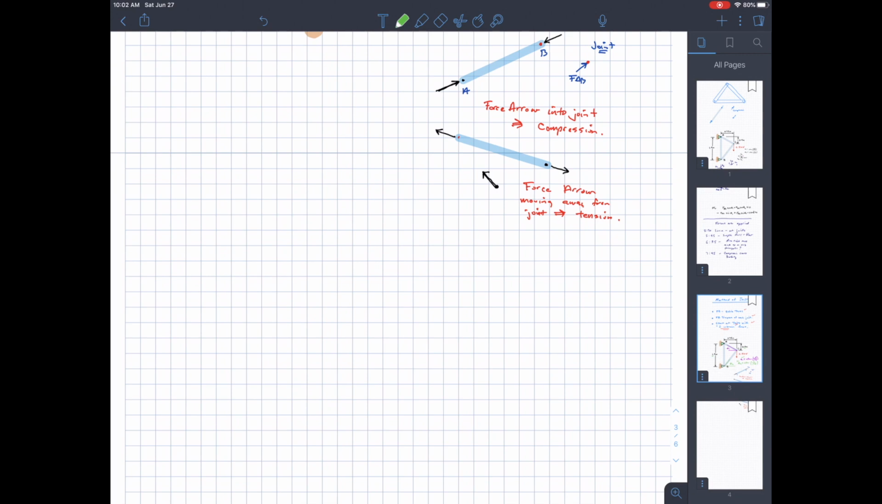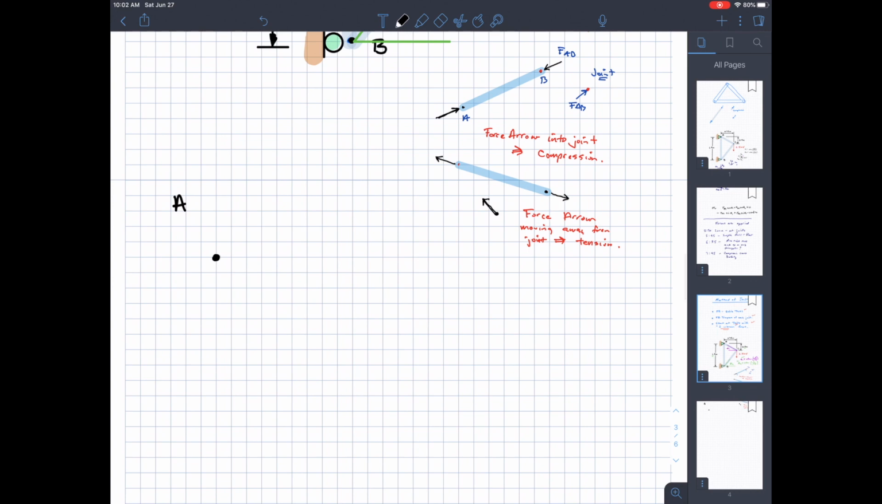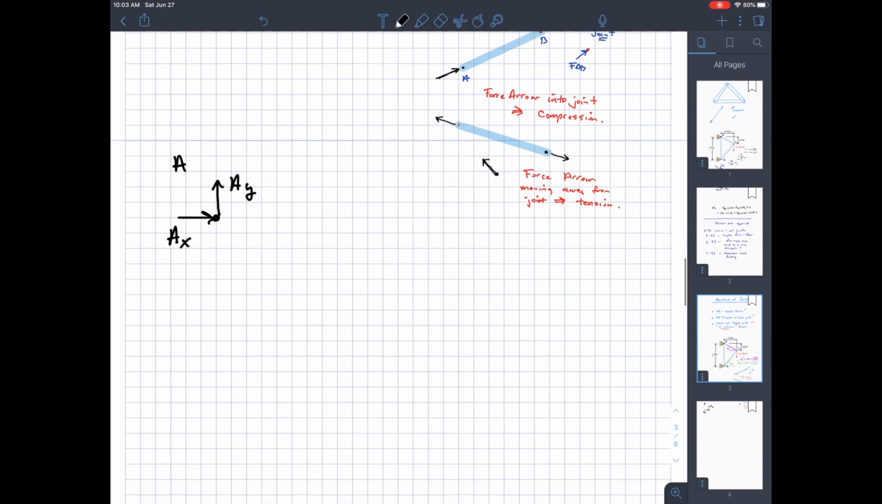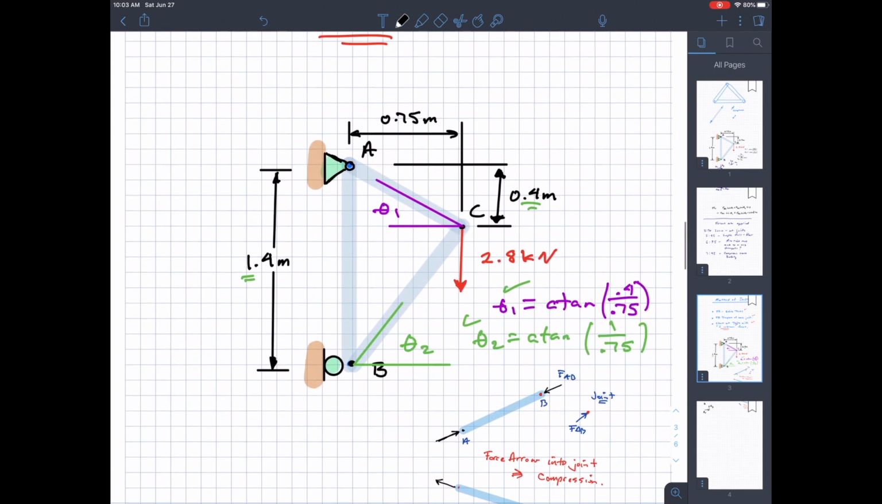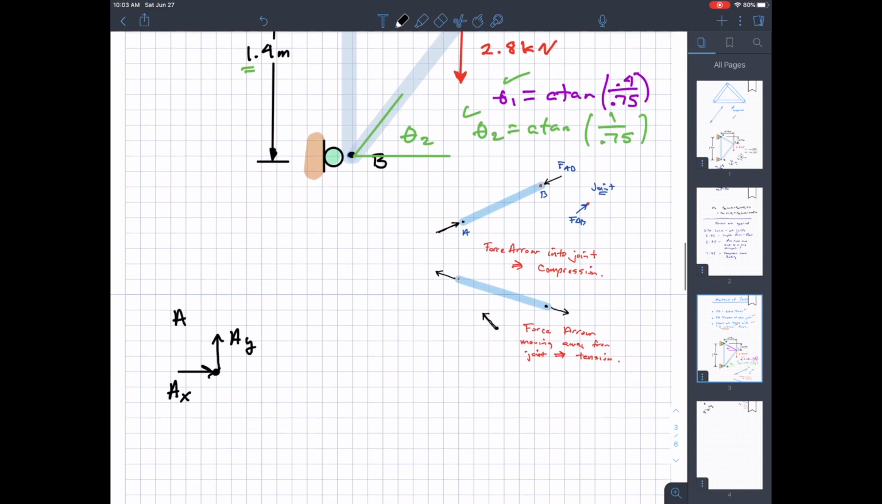The next step is to start looking at the joints. I can do a free body diagram of each joint. I'm going to start over here and call this joint A. At the pin, I know that I have a reactionary force because it's a pin holding up the truss. There's an AX and an AY. But then I also have forces acting on the pin from the members. Looking at my diagram, I know I have FAC and FAB.